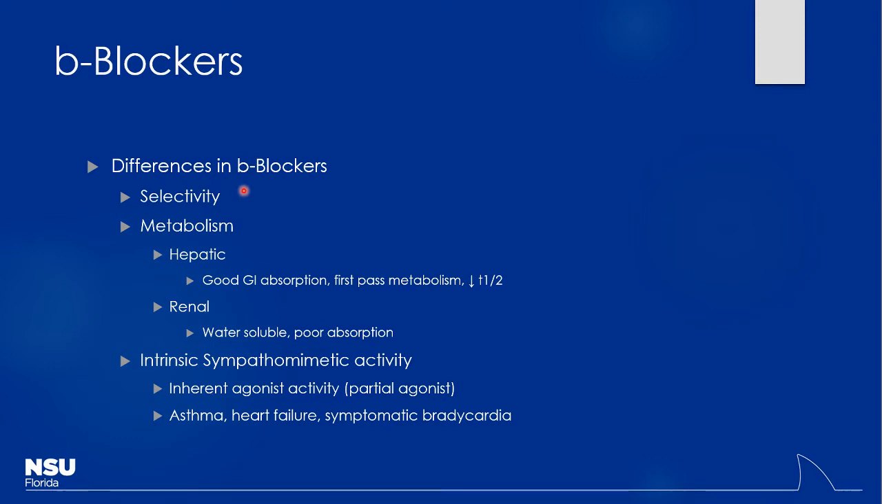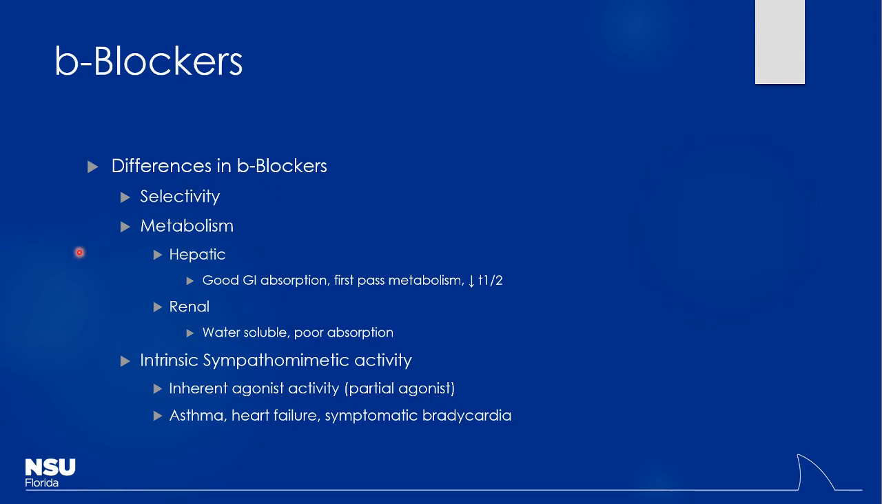Now, what have I said about selectivity before? Yeah, it's all relative. If I have enough of the drug around, you're going to find that you can still have those bleed over effects. You can still have some degree of beta 2 blockade if I have a high enough dose of a selective beta blocker. And we'll talk about which ones those are in a moment.